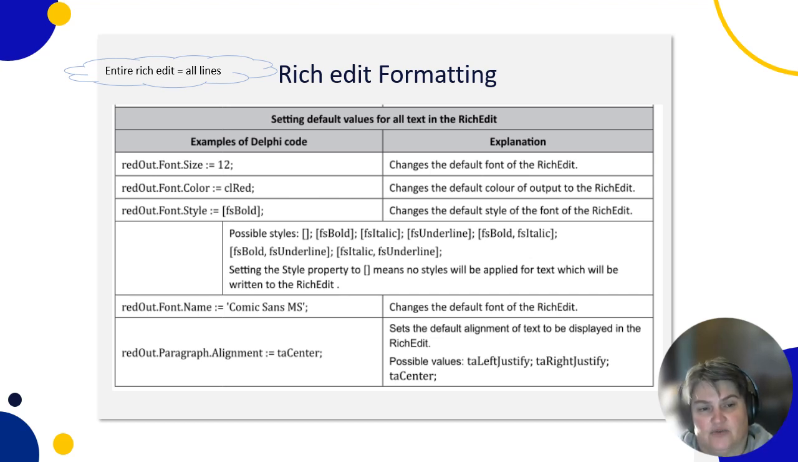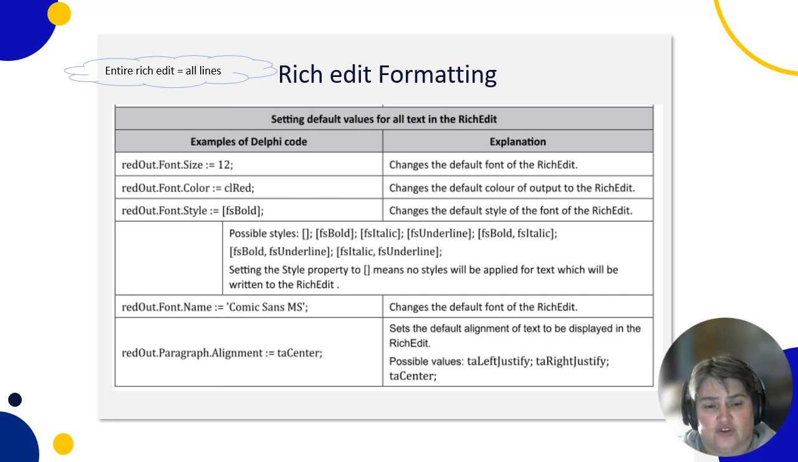Same thing with the color. richEdit.font.color, remember it's color without a U, it's American, right? And all colors start with this keyword cl, so clRed. So that means all the text inside the rich edit will be red. Okay. Then the font style. Remember, font styles go in square brackets, and I can have multiple values. So I can have fsBold, comma, fsUnderline. Okay. Right. And that would make all the text inside the rich edit bold.